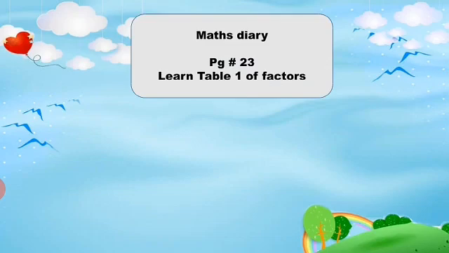so class, it's your maths diary, page number 23. Learn table number 1 of factors. Okay, and I hope you have understood the concept of divisibility, what is multiples and what is factors, and you have to do your work neatly. Okay, with proper margin lines. Okay, so class, I hope you have understood better.